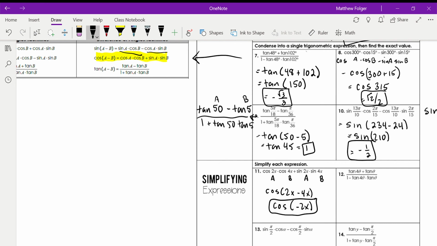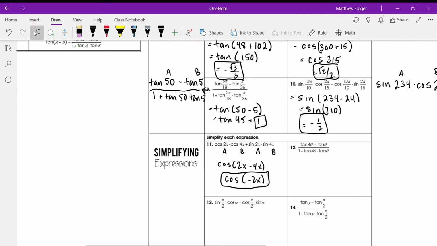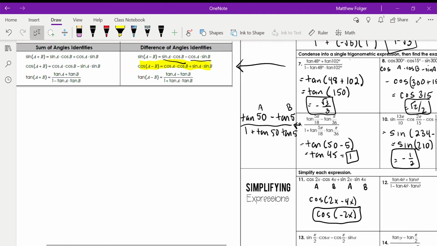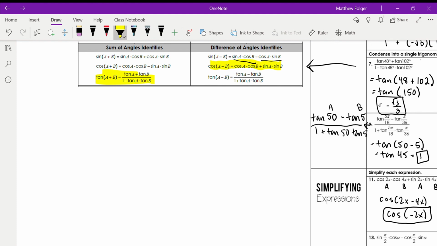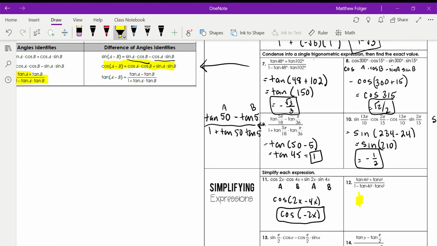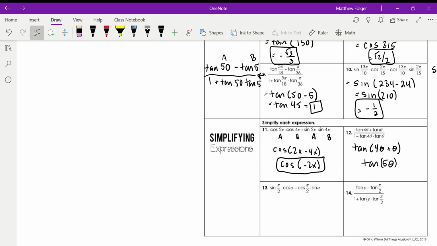All right. Down here, we have tan 4 theta plus tan theta over 1 minus. So which one has tan with plus on top and minus on the bottom? That's this guy over here. So tan of the first one plus the second one. So tan of 4 theta plus theta, which we know is tan of 5 theta.